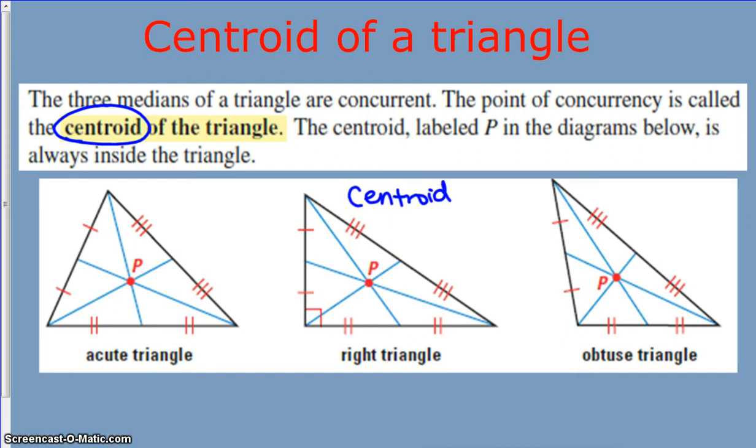Now, remember, in our last video, we had medians, altitudes, angle bisectors, and perpendicular bisectors. That means that there are going to be four different types of centers inside of each triangle. It's your job to memorize that the medians are concurrent at a point called the centroid. And that's very important, okay? So you're going to have to memorize the four segments and the four centers that they make and be able to correctly identify which goes with which. So for right now, you only know the centroid made by the medians.